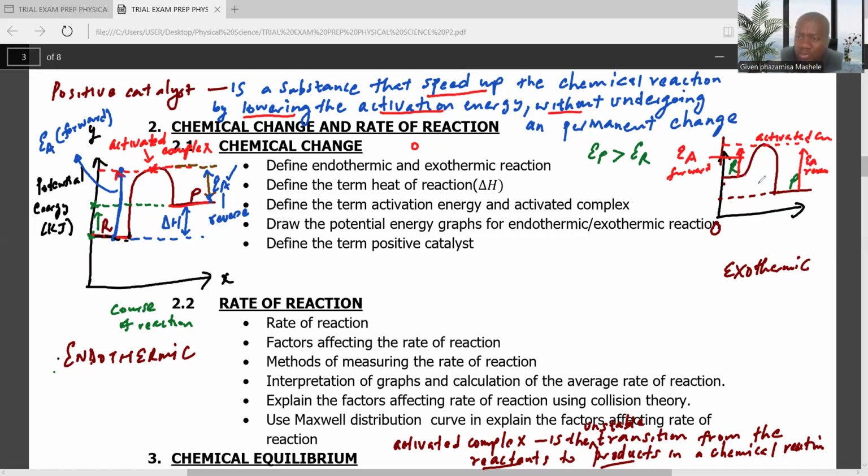Then the difference between these energies is why we have the ΔH. So it's very important to be able to differentiate between exothermic and endothermic reactions in terms of graphs. And these are typical exam questions, ladies and gentlemen. So you need to understand the difference between the potential energy graphs for endothermic and exothermic reactions.